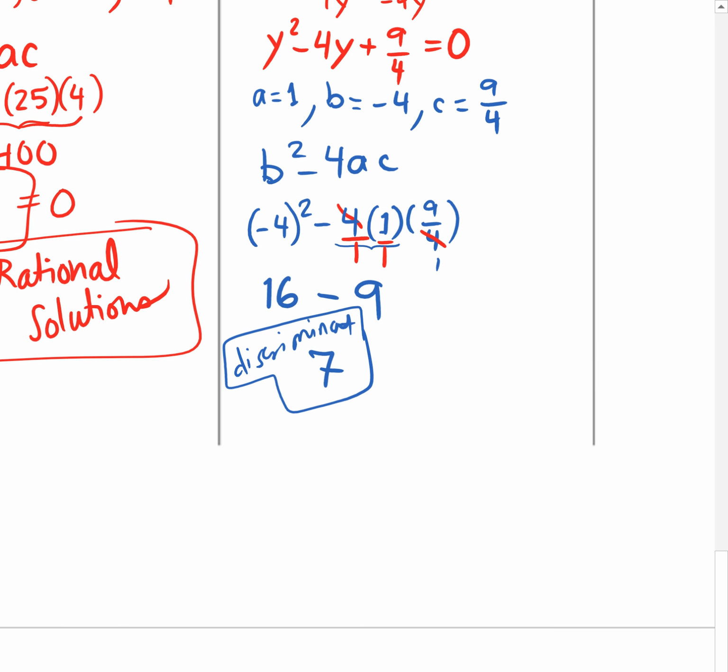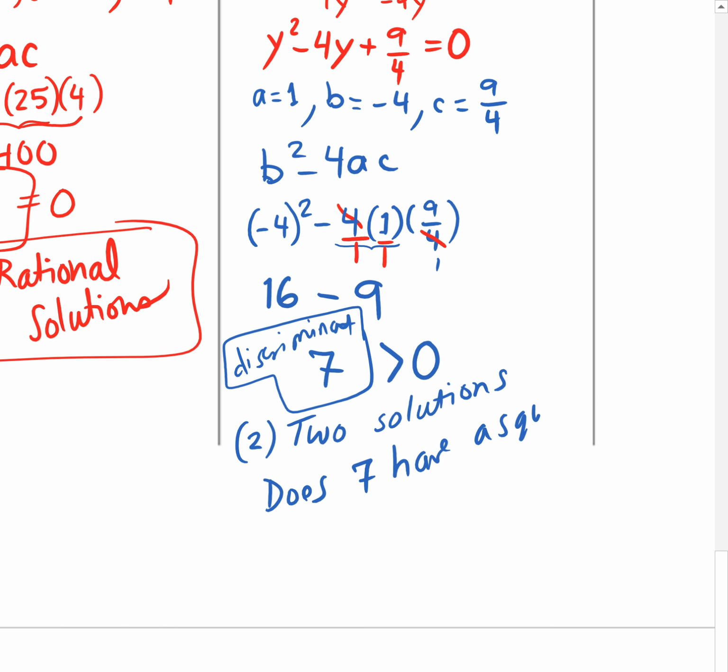And then to see which category it falls under, I just determine, is that number equal to 0, greater than 0, or less than 0? Of course, 7 is greater than 0, so we're in category 2. And we have to do a little more work. Even though category 2 does tell us there are 2 solutions, you have to think about what type. So the question is, does that number that we found, 7, have a square root? If it does, that means they're rational solutions. If it doesn't, that means they're irrational. Well, 7 does not have a square root, so that means that the 2 solutions are irrational.